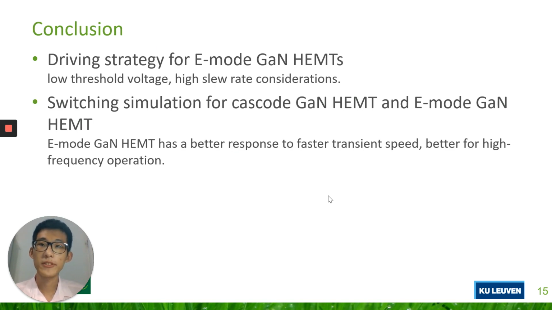So in summary, this paper reviews the driving strategy for enhancement mode GaN HEMT. Because of the low threshold voltage, the driving principle is different from silicon MOSFET and cascode HEMT. Enhancement mode HEMTs are capable of high slew rate operation, but slew rate control is needed to prevent spurious turn-on. Also, a simulation comparing enhancement mode HEMT and cascode HEMT is performed. It suggests that enhancement mode HEMT is preferred for high frequency operation.